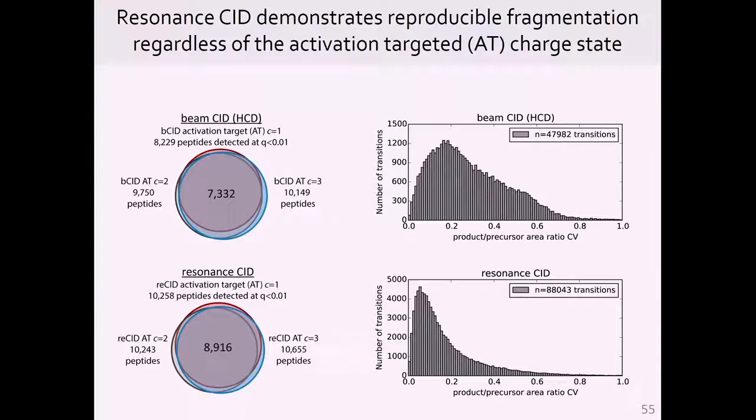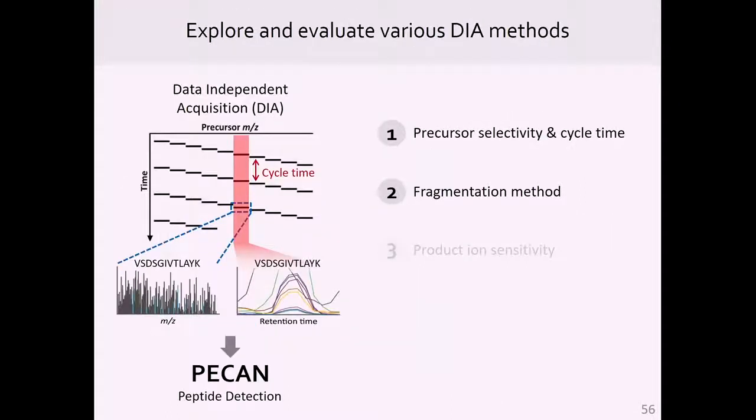Now, I'll point out that in most cases, we just set the beam CID at a given collision energy, but I want to bring this up: if we set everything as being optimized for doubly charged, it's probably going to be less optimal for singly and triply charged.